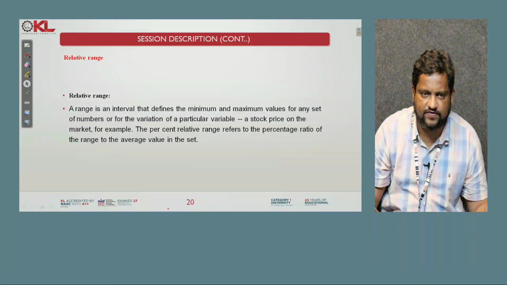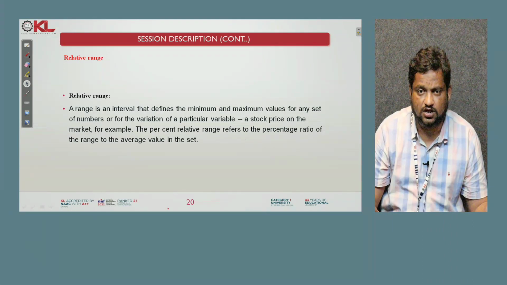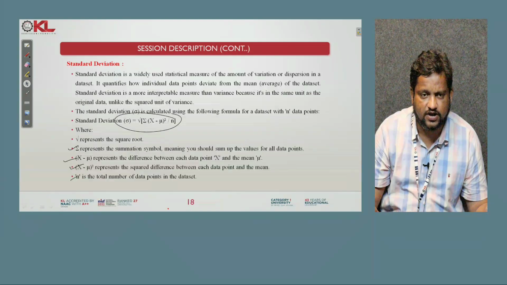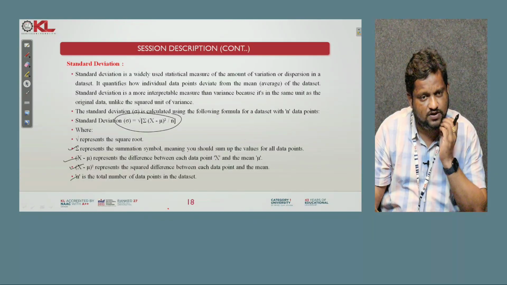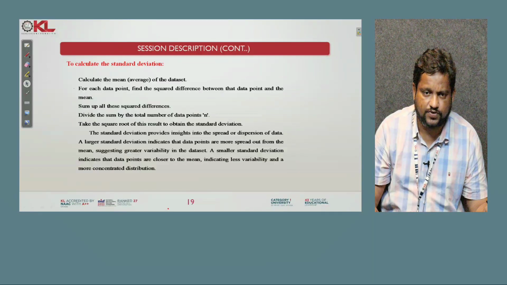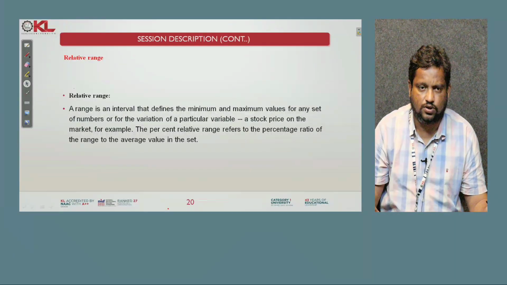So these are the different kinds of tools we have in our data sets in order to find out spread or dispersion. As I mentioned, we have different kinds of tools: standard deviation, variance, range, mean deviation, quartile deviation. These are the different kinds of tools we have. In the next session, we will see about relative ranges.